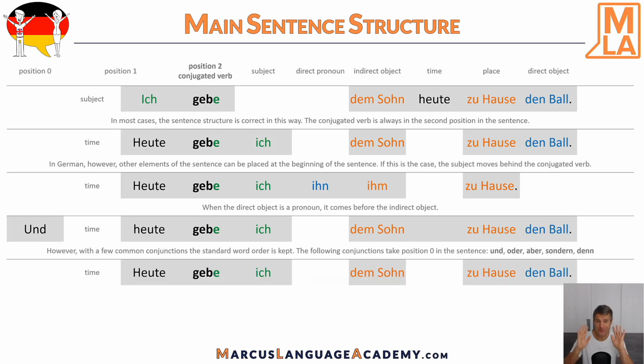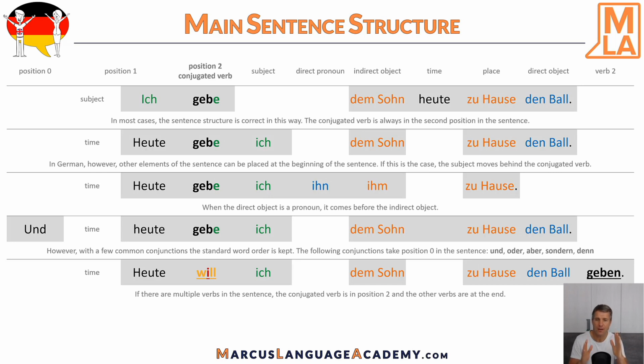And last but not least, what happens if we have multiple verbs in the sentence? If there are multiple verbs in the sentence, the conjugated verb is in position 2, like we said. And the other verbs are at the end. Heute will ich dem Sohn zu Hause den Ball geben. Literally, today want I to the son at home the ball to give. Sounds a little bit like Yoda from Star Wars, doesn't it?